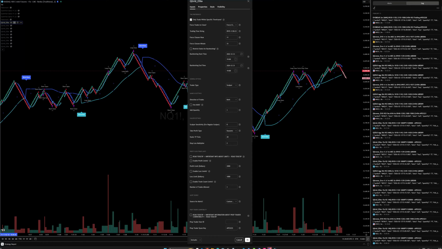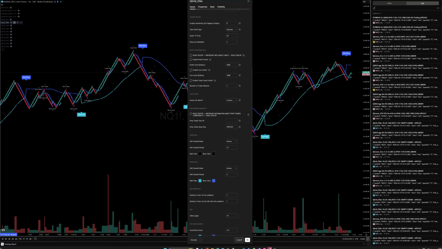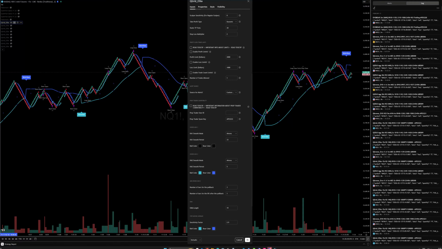This is a one-contract Nasdaq setup using QGrid Elite. The chart is a 15-second chart with Renko set to 2. In the settings, the time window is restricted from 9:35 to 11:30 across weekdays 2, 3, 4, 5, and 6. You also need to change the trader type in the indicator to scalper. For the scalper configuration, sensitivity is set to 0. The take profit type is set to dynamic, which means it trails to try and maximize returns on strong moves. The static take profit is set to 20, and the stop loss multiplier is set to 2.